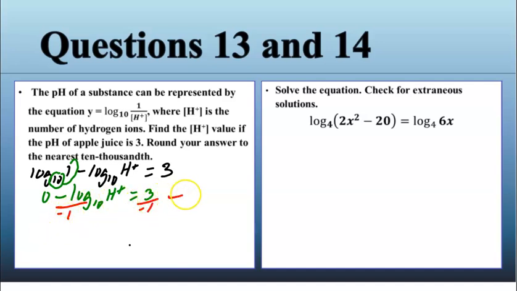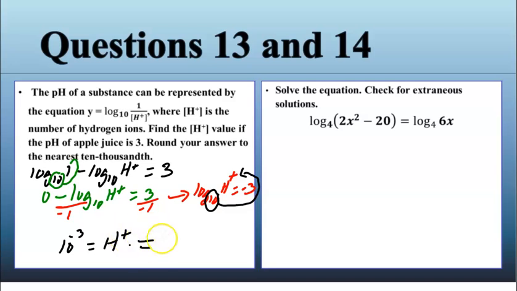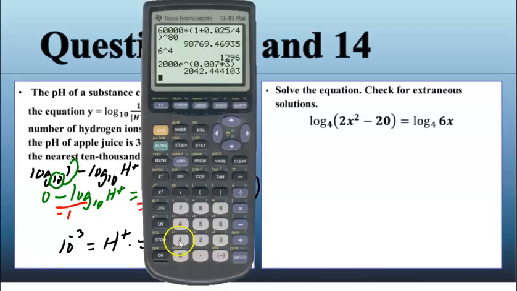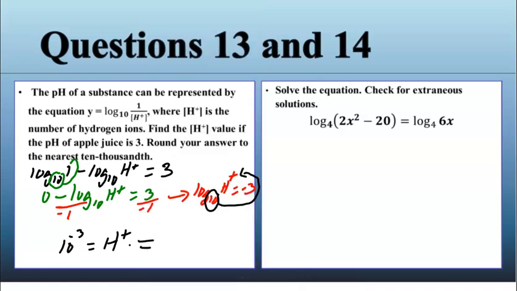And now I'm left with log base 10 of H positive equals a negative 3. Now I'm going to put this as an exponential. So base 10 raised to the negative 3 power equals H positive, which is going to equal, if I do 10 to the negative 3rd power, that's going to give us a decimal. That would be 0.001. Now that gives us an exact decimal, so we're just going to keep that.